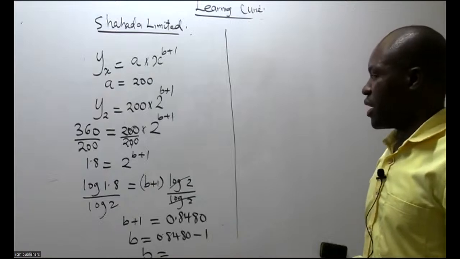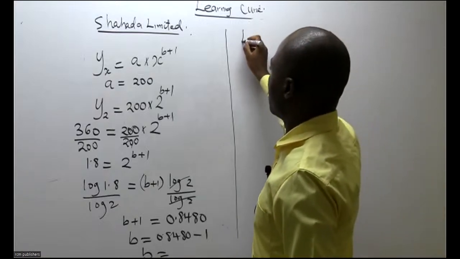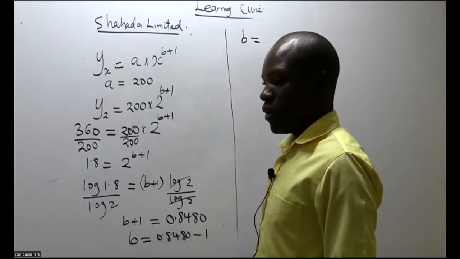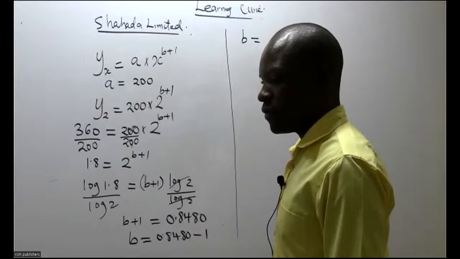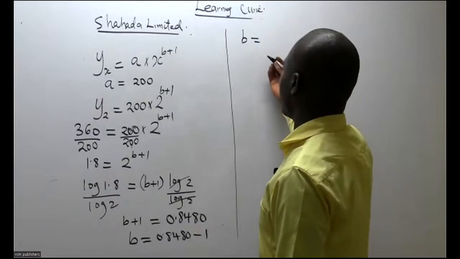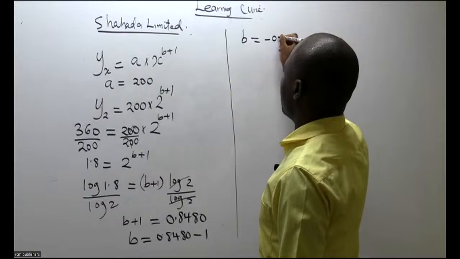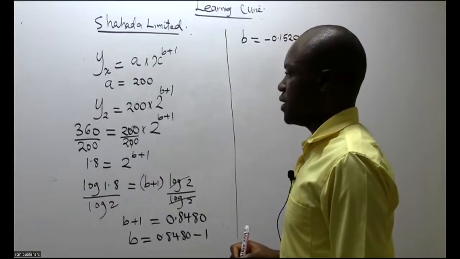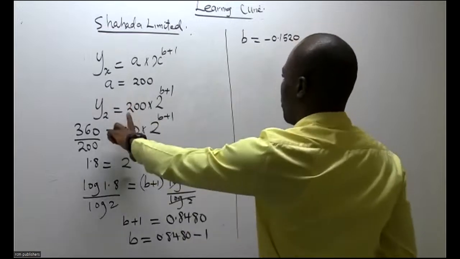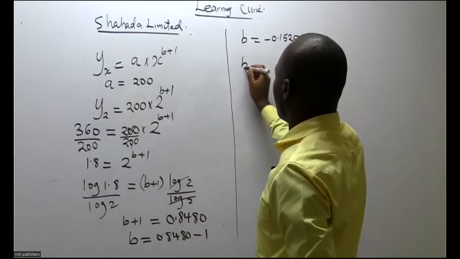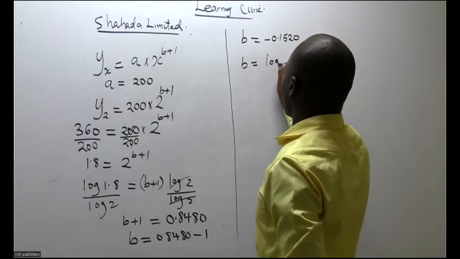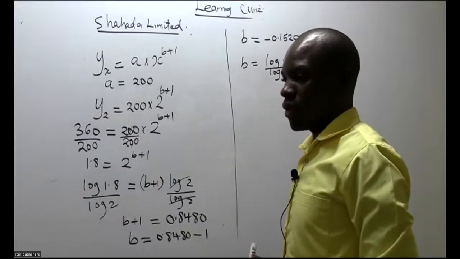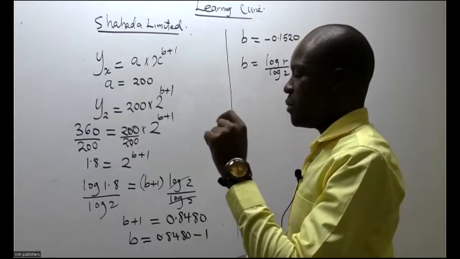So what is the value of B? Are we getting the value of B? The value of B is negative 0.1520. That is what we are getting, is it? Now come to our formula, which we said, how do we get B? B is equal to log R over log 2. Log R divided by log 2.